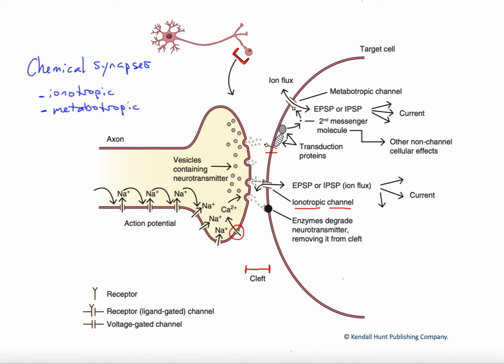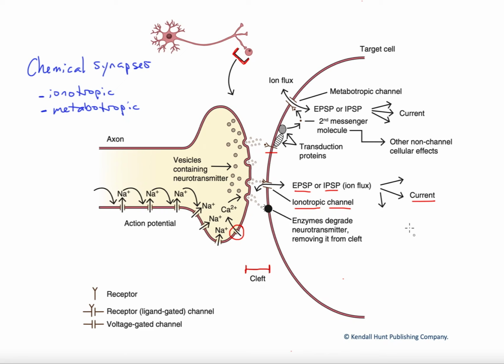What we see is that binding of our neurotransmitter opens this channel with which it's associated. It's essentially part of that channel. And so in response, we would get ion flux. Depending upon which ion is moving, which ion we have permeability to, we would get either an EPSP or an IPSP on this postsynaptic cell. And of course, that would lead to electrotonic current.